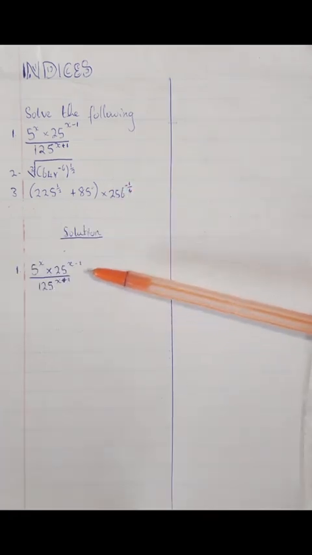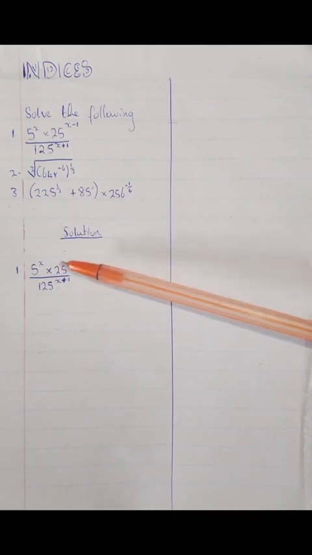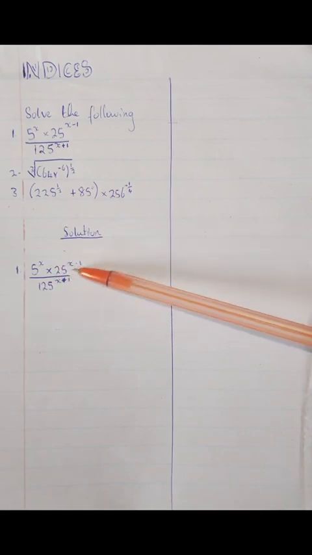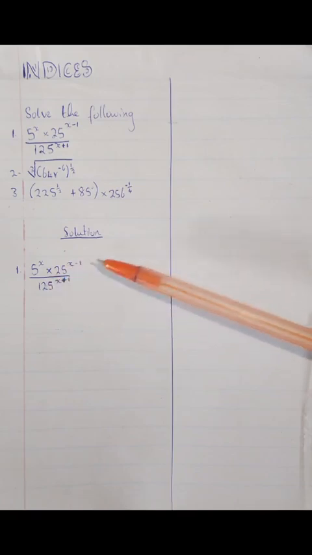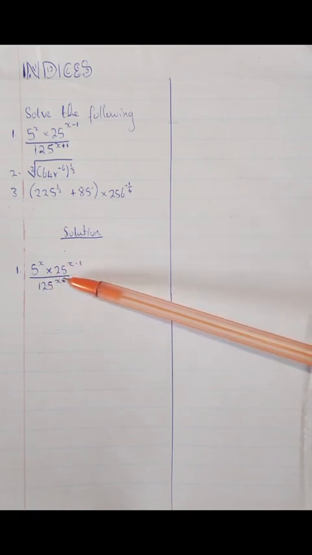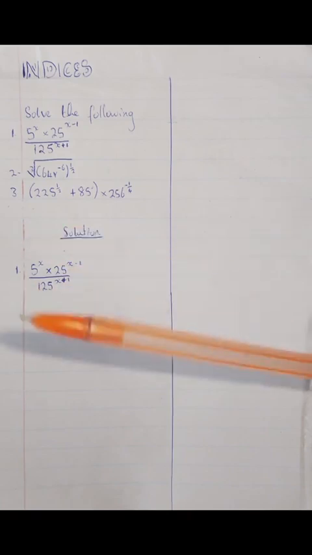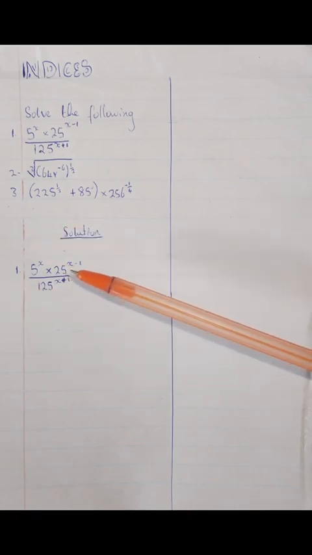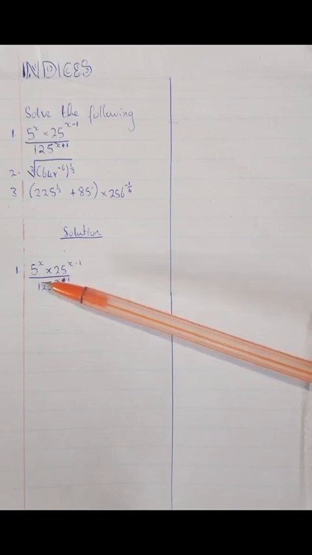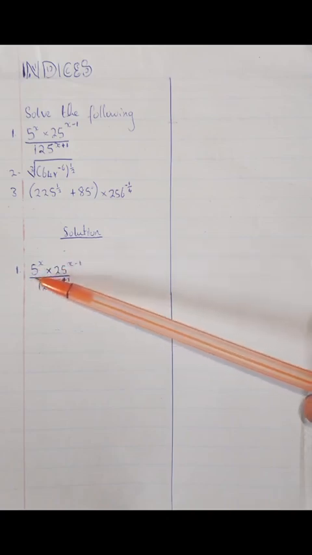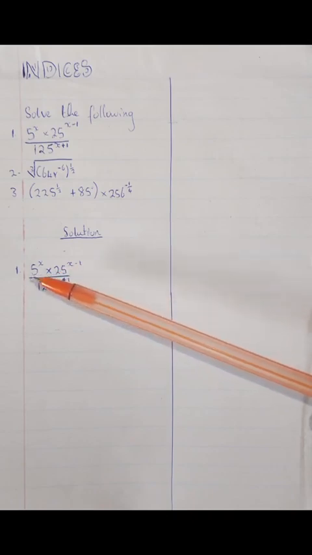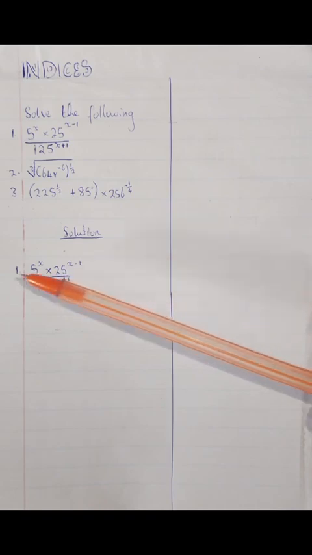For question 1, 5 raised to the power of x times 25 to the power of x minus 1, divided by 125 to the power of x plus 1. What do we do? First of all, express 25 and 125 in terms of 5. You can see 25 can be divided by 5, 125 can be divided by 5. So express it in terms of 5.